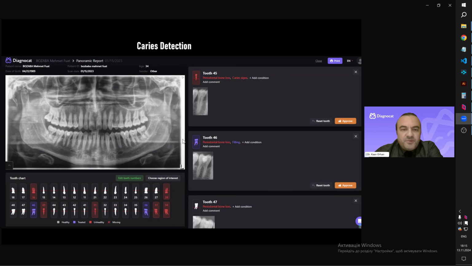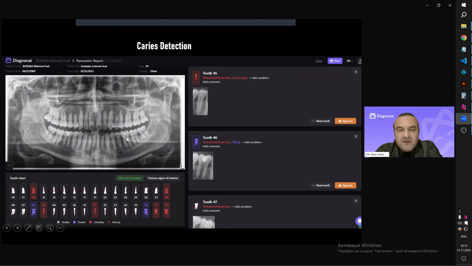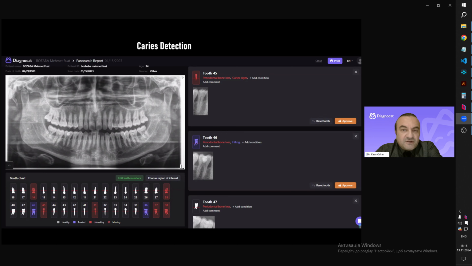The 2D OPG from the DiagnoCat algorithm indicated the caries lesion here. As you know, diagnosing caries lesions on OPG is a little bit challenging because of the superimposition and the magnification. But using the AI models and DiagnoCat, now we have another decision system that gives you all the report and also the signs of caries detection.